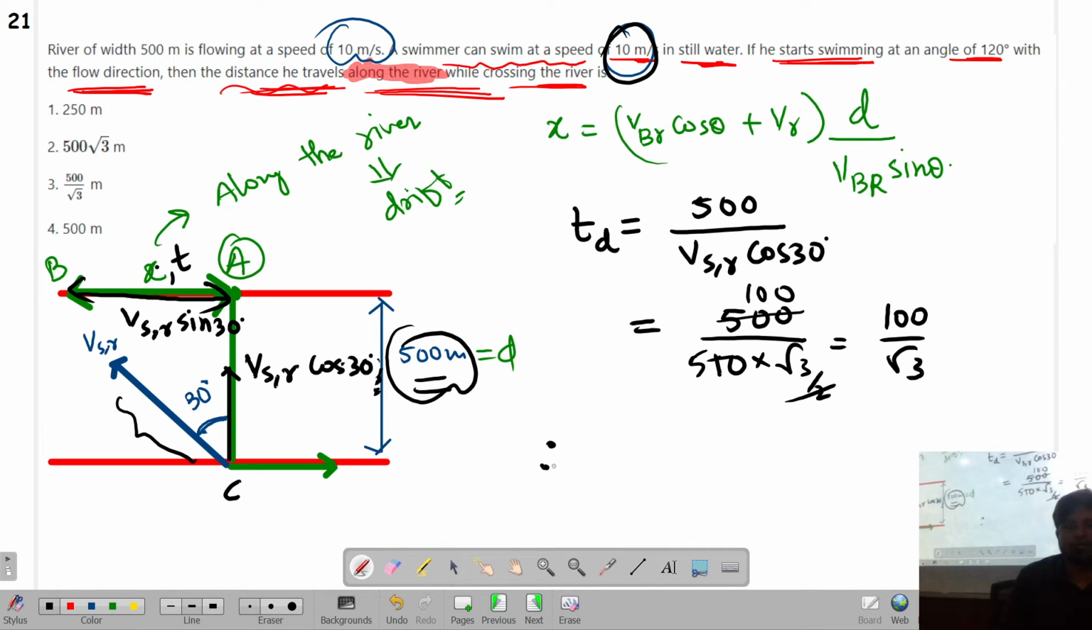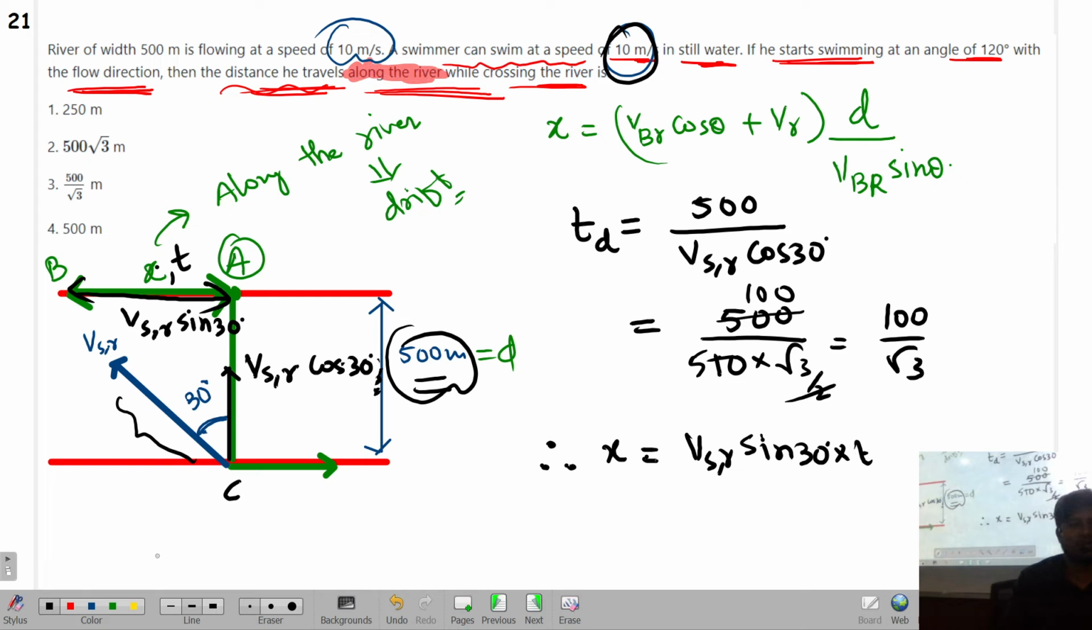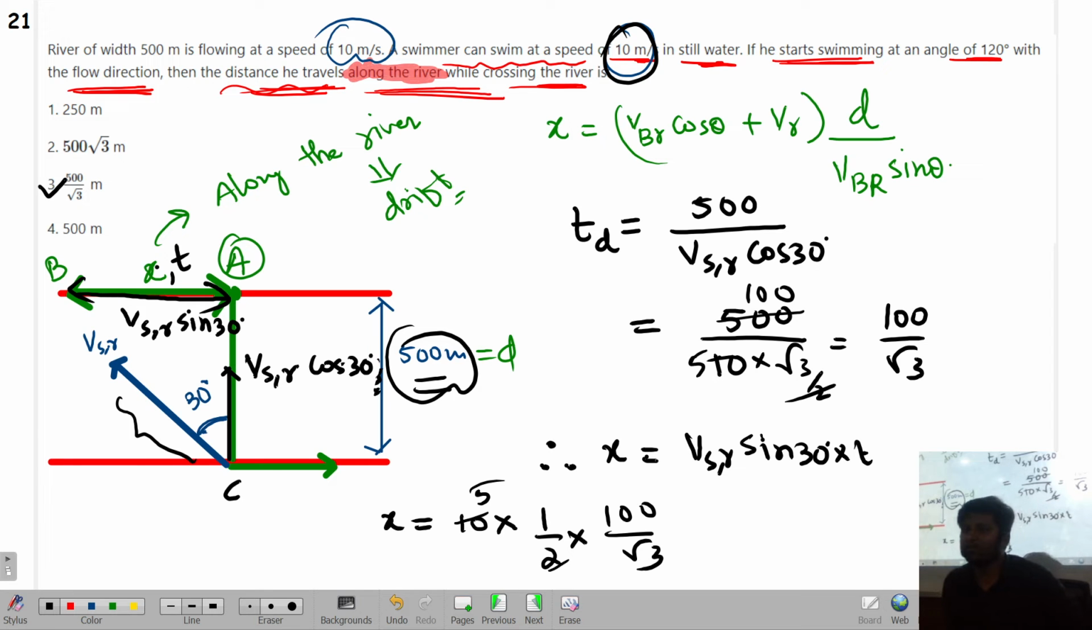So therefore, what is this distance? X distance I can calculate or not? X distance will be how much? Velocity of swimmer with respect to river into sine 30 into time t, or not? Tell me yes or no. So therefore, x distance is going to be how much? What is the velocity of swimmer with respect to river? 10. Sine 30 is how much? 1 by 2. And this is how much? 100 by root 3. 2 5s are 10. So x distance is how much? 500 by root 3. Got it or not?